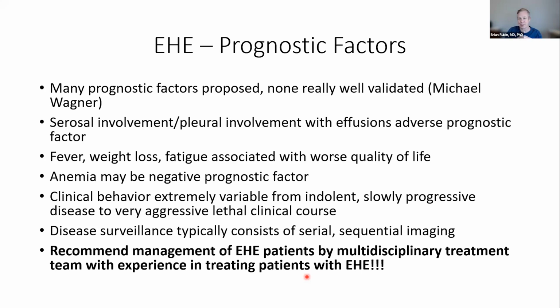Now, disease surveillance typically consists at this point, since we really need to keep an eye on everybody, of serial sequential imaging. That means we take CT scans, usually about every 6 months, or another imaging modality to keep an eye on the tumors to see if they're progressing. And we'll talk a little bit about progressing in a second.